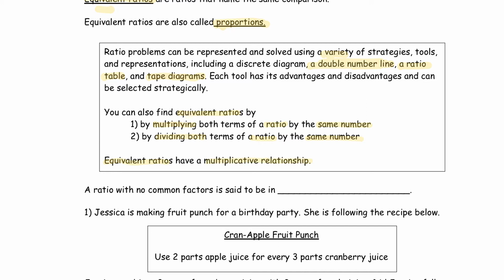Okay, let's continue. A ratio with no common factors is said to be in, take a minute, what do you think that is? Somebody call out. A ratio with no common factors is said to be in simplest form. Let's write that down. So that would be simplest form. Write that down. Awesome.